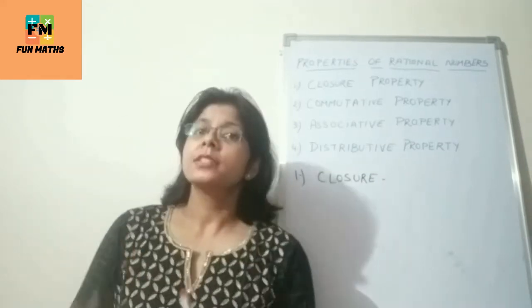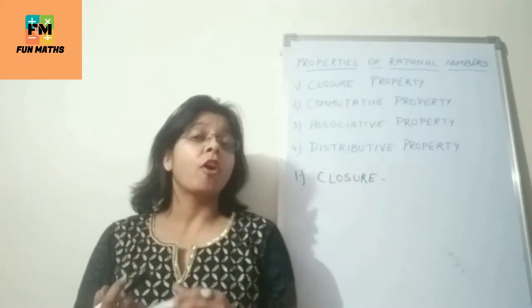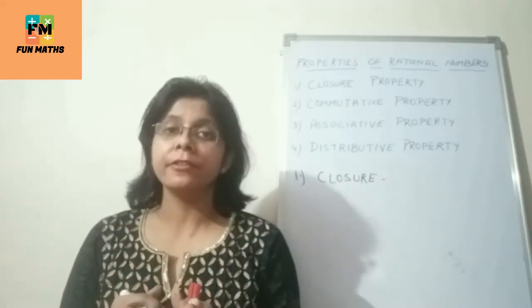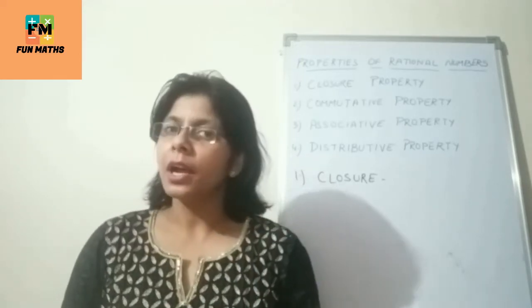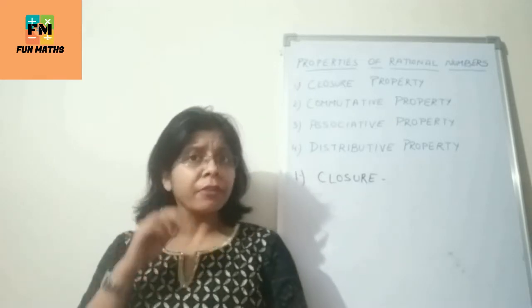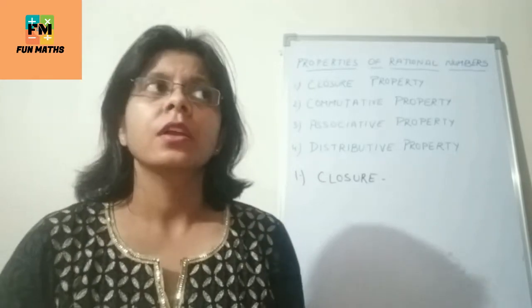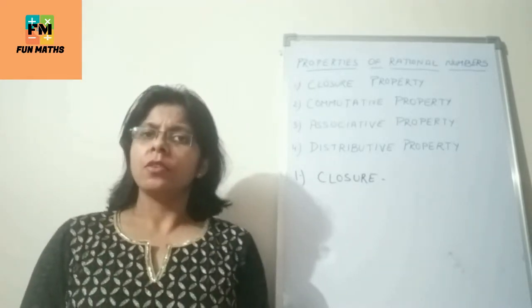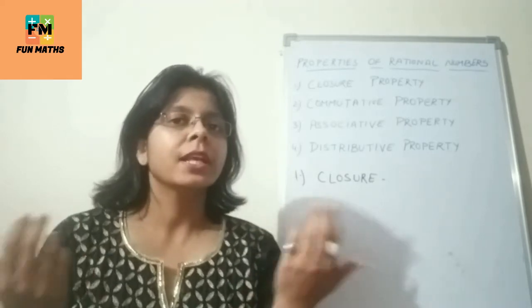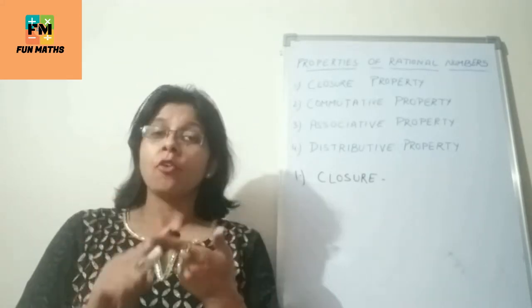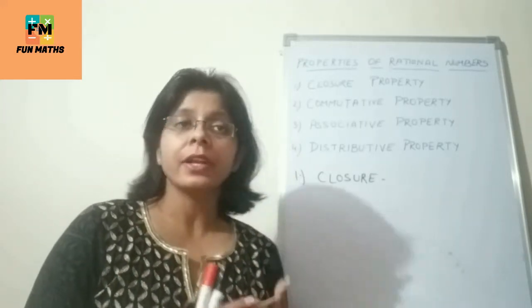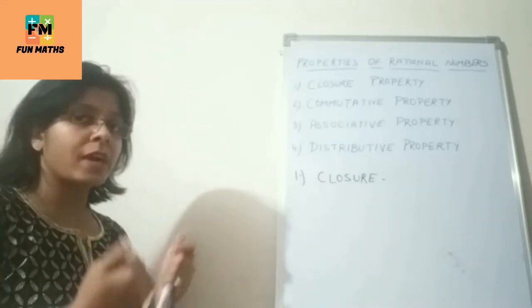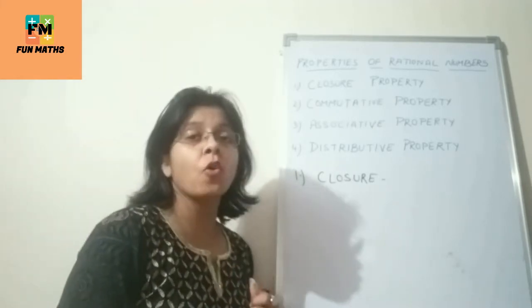Closure property. See, a very good example we can take is our close family and friends, the family members and friends. We can allow them to enter the home even if it is 12 at night, right? Why? Because they all are close to us. So they can enter our house and we call them close to us.